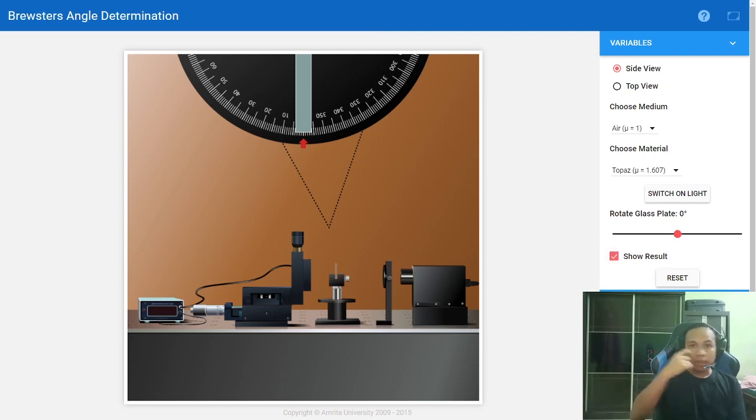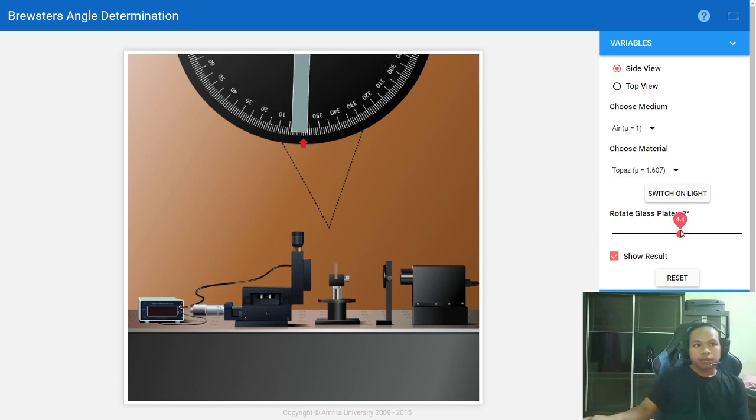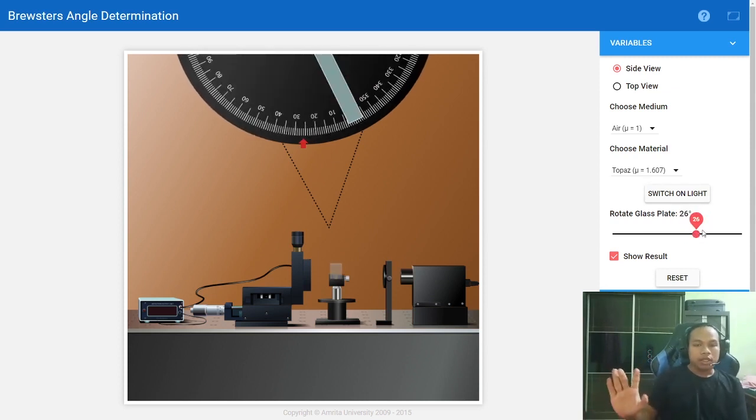However, in this experiment, we can play around with the rotating glass plate. We can see that the plate is rotating. We can map out the graph of angle versus input, and we can pinpoint the Brewster angle from the graph.